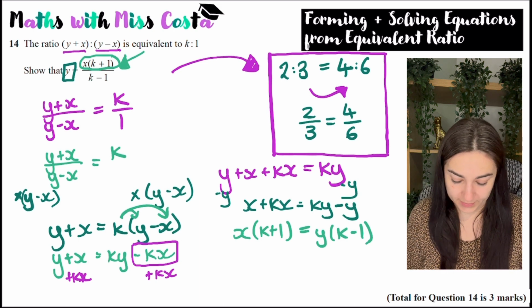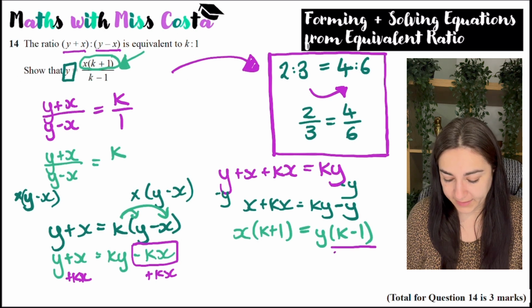And what's the next part? Well, I want to get y on its own. So I'm going to divide both sides by k minus 1.